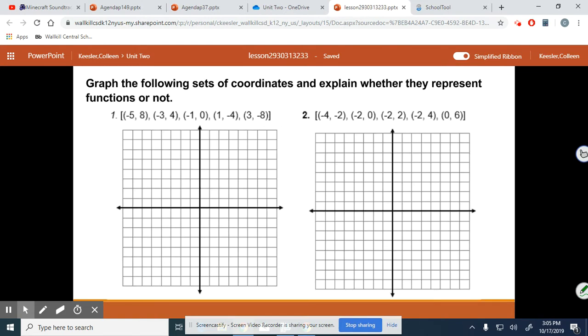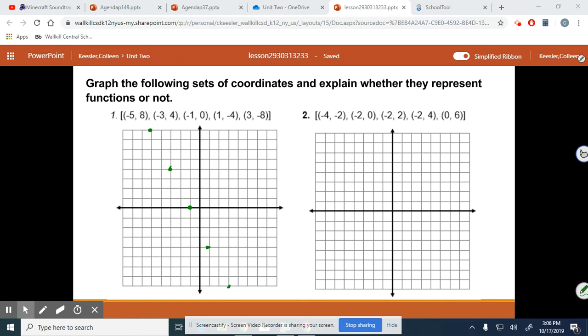So here we have a whole bunch of points that we have to graph so we can determine if it's a function or not. So starting with negative 5, 8, we go left 5 and up 8, which is all the way up here. Then negative 3, 4, we go left 3 and up 4. Then negative 1, 0, we go left 1 and stay at 0. 1, negative 4, we go right 1 and down 4. And 3, negative 8, we go right 3 and down 8.